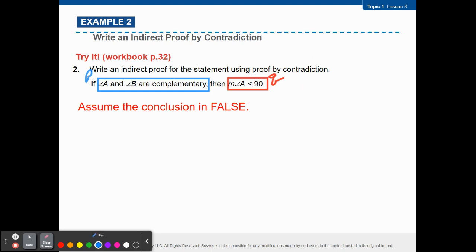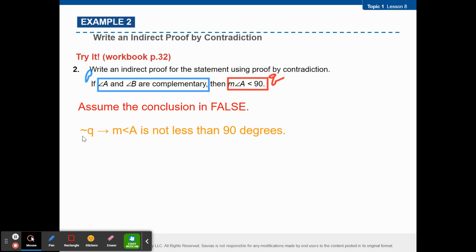All right, so if we are assuming that the conclusion is false, we are negating it. So the negation of Q means that the measure of angle A is not less than 90 degrees. In the end, you can also write it like this.